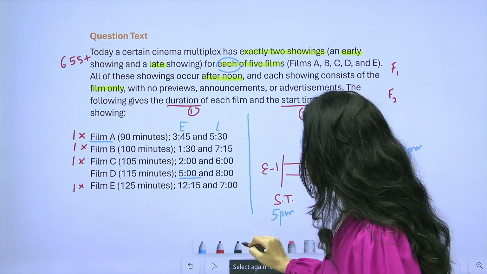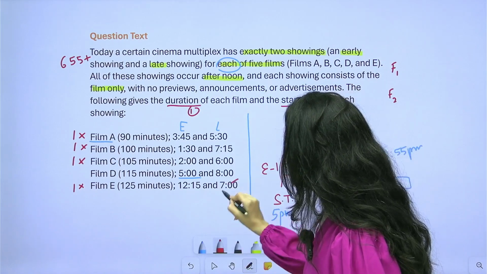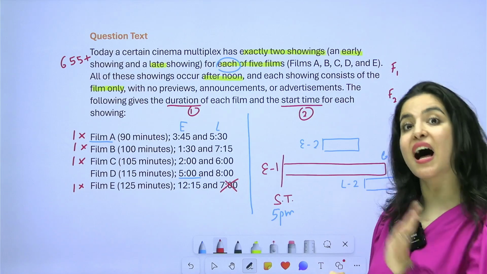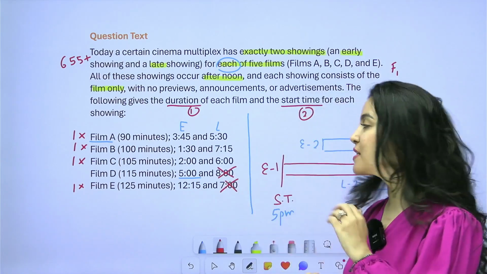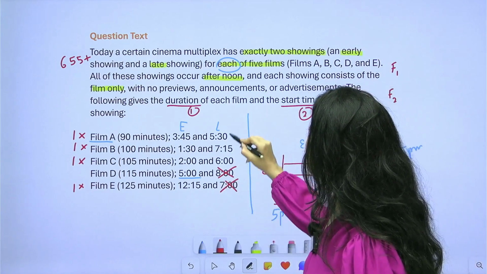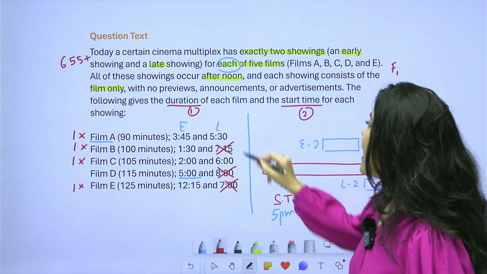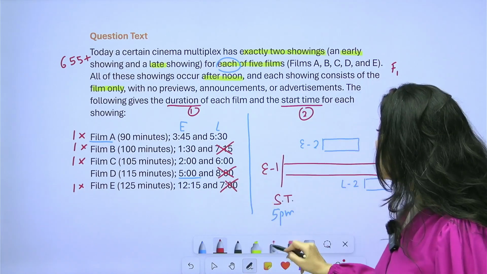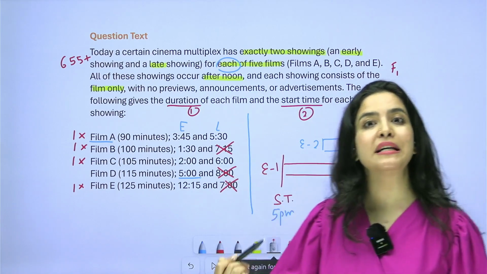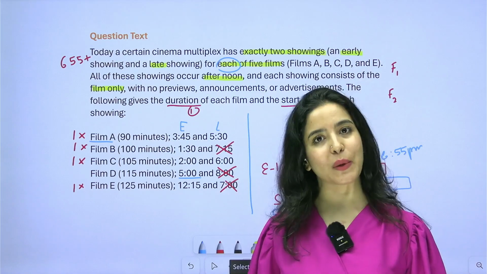So if you see this carefully, this 7 p.m. thing is out because it starts after 6:55. 8 p.m. is out, it starts after 6:55, and the others, this one is also out. I have only 2 options left for the second film, so I only have to do that much. This is also very important. You keep eliminating choices. Don't overdo your work and waste your time, okay?